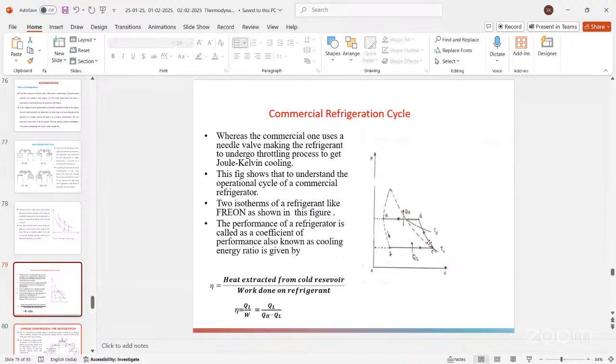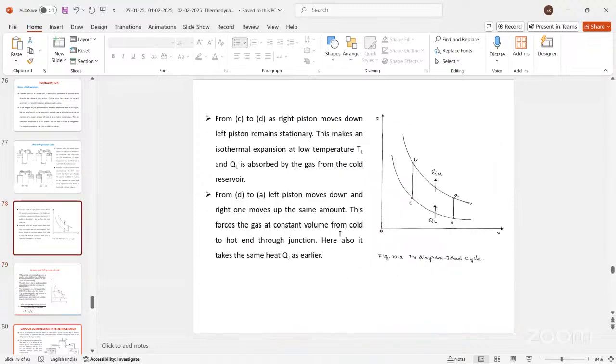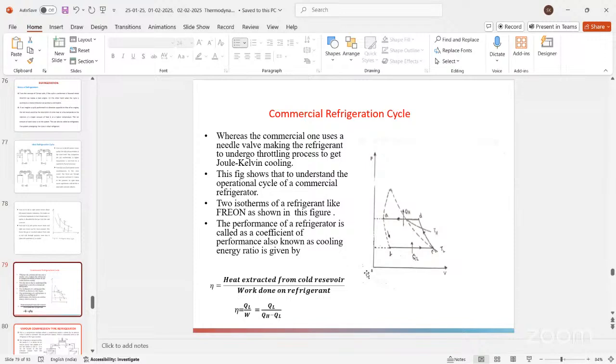So in this diagram, the temperature of the condenser is TH, and the evaporator is TL, where L stands for low. Starting at point A, from here we are starting.